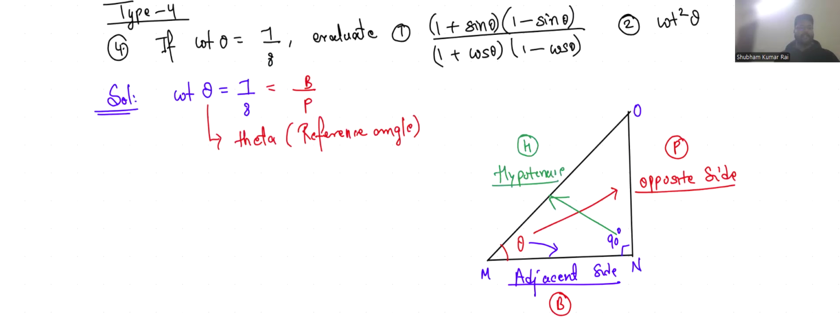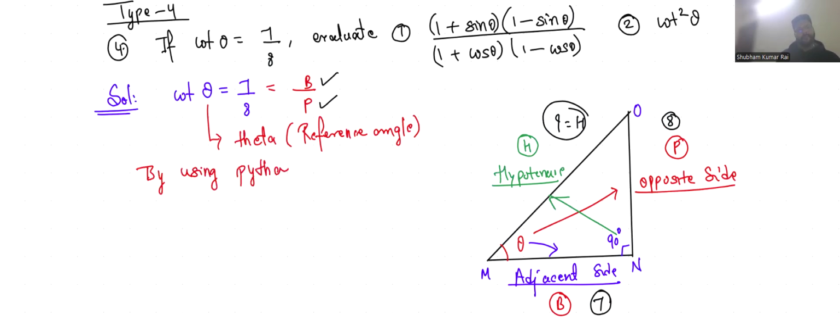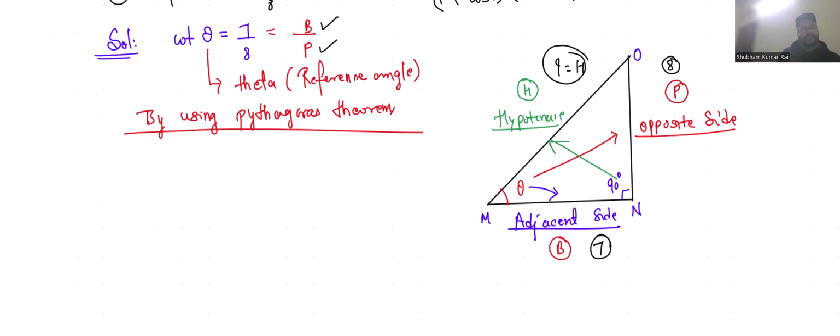Now, if I just say that we are having the value of base as 7, and perpendicular value as 8, what is to be calculated? Here we need to calculate the hypotenuse part, right? So how will we do that? By using the Pythagoras theorem, or you can just say the property. Now, let us see by using the identity. Here you can see that the identity is hypotenuse square is equal to perpendicular square plus base square, right?